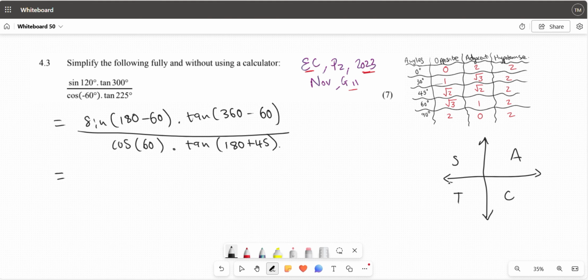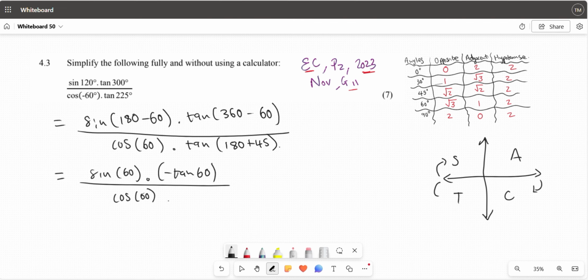Let's apply them. So 180 minus puts me here. So sine is positive there, so this stays as a positive sine with the 60. 360 minus puts me into this quadrant, so that makes this tan a negative tan of 60 degrees. Then the cos will kind of keep it like that. It's already a special angle. Then the last one, 180 plus puts me into this quadrant, and tan is positive in that quadrant. So this ends up being tan of 45.